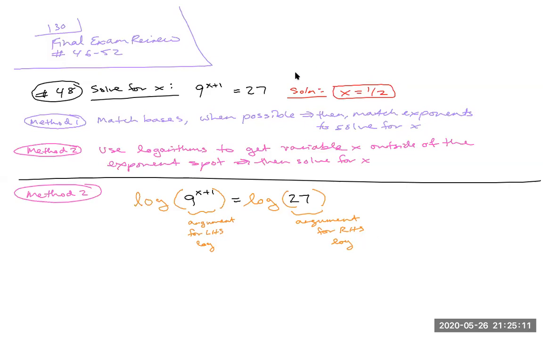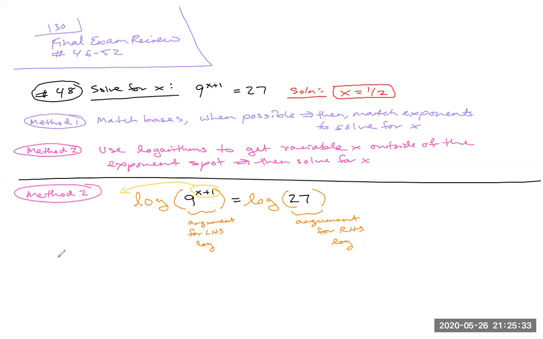What is the purpose of doing that? So that we can use our log rules to bring the x plus 1 down to the front. Once we do that, the variable is outside of the exponent place, and then we'll just be evaluating log of a real number. So we'll get a real number from that.